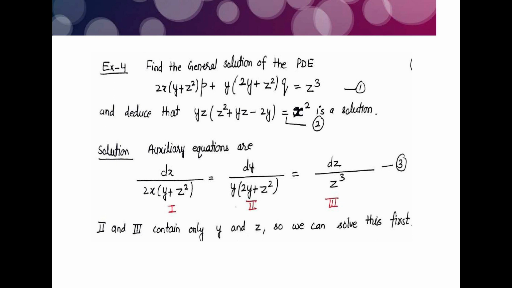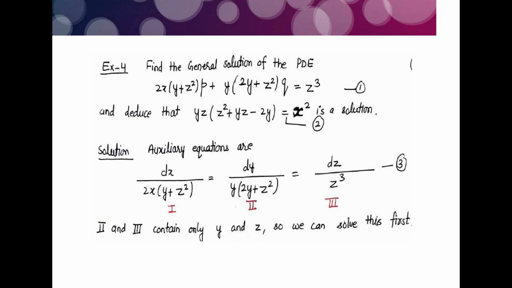Here we don't have any condition, we have the particular solution. So we have to guess what should be the suitable relationship between c1 and c2 so that we can have equation number 2 as a particular solution of this partial differential equation 1. So let's start with the auxiliary equations given by 3. Mark these ratios as 1, 2 and 3. Now try to look for the combination here.